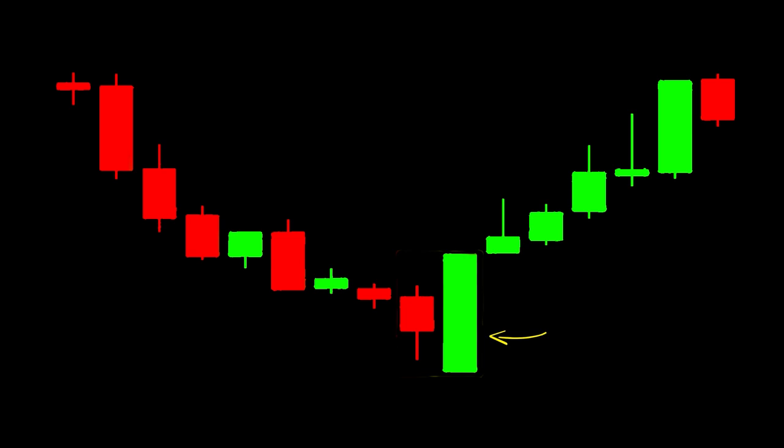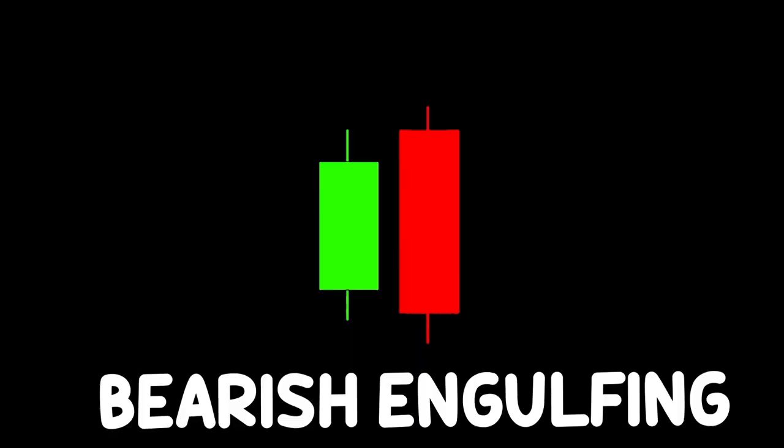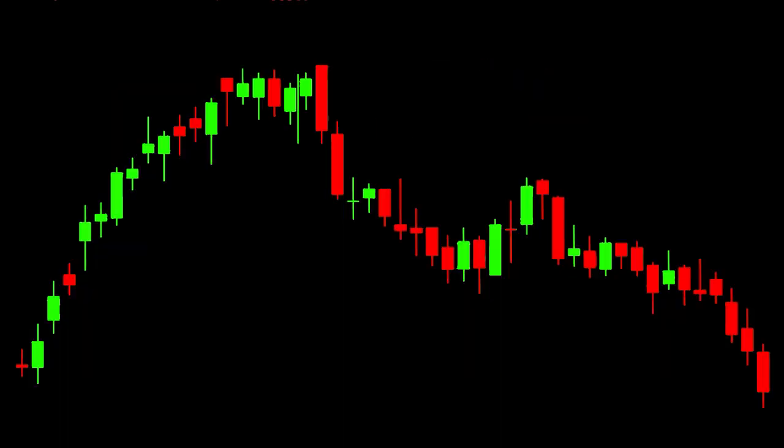It shows a shift to bullish momentum. The bigger the green candle, the better. Pair with support for reliability. This pattern means buyers are overpowering sellers but confirm before trading. Bearish engulfing. The bearish engulfing starts with a small green candle, then a big red candle engulfs it. It shows sellers overwhelming buyers after an uptrend, often near resistance.